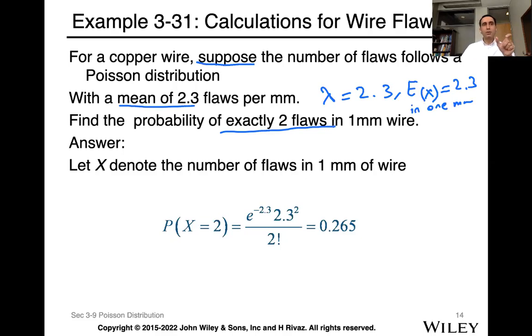It's a very intuitive question. In 1 millimeter, on average, I have 2.3 flaws. This is from experiments. I know that I have 2.3 flaws per millimeter. I want to calculate the probability of having exactly 2 flaws in 1 millimeter, right? So we plug into the Poisson distribution for X equal to 2, and the answer that I get is 0.26, a relatively high probability that I have exactly 2 flaws.